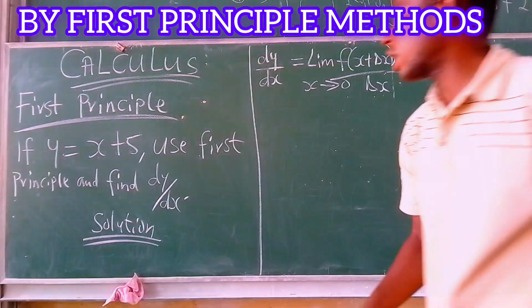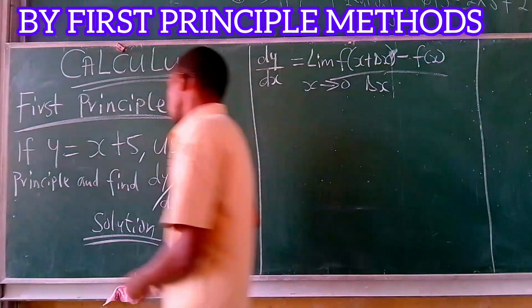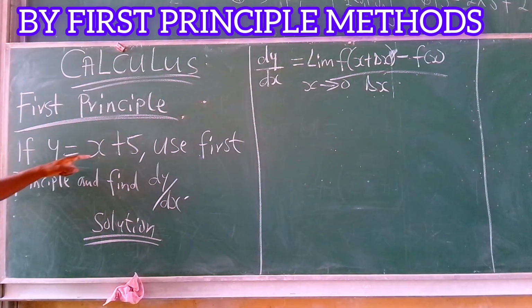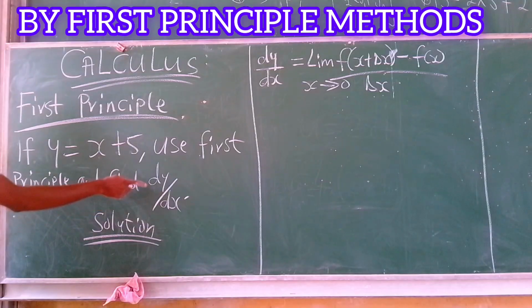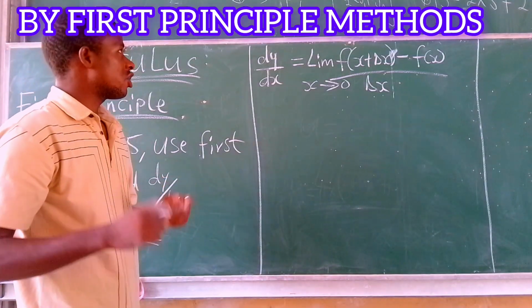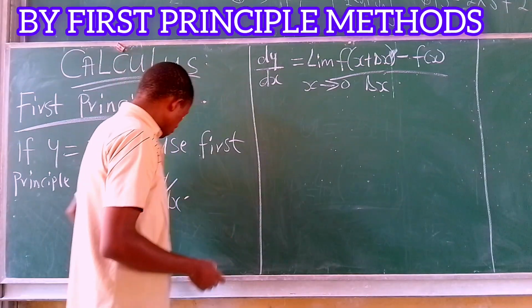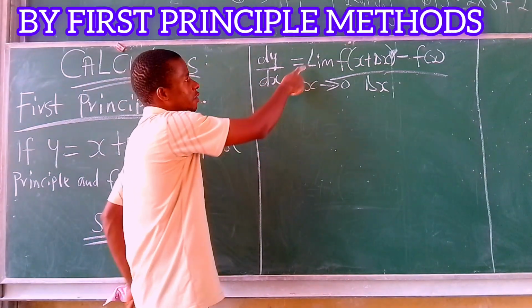Okay, now let's look at how to use first principle and solve this kind of question. Now they say that if y equals to x plus 5, right? We should use first principle and find the dy over dx. First principle is very vital in calculus, so you need to pay attention to this. When solving using first principle, you need to understand that our dy over dx is given by what?